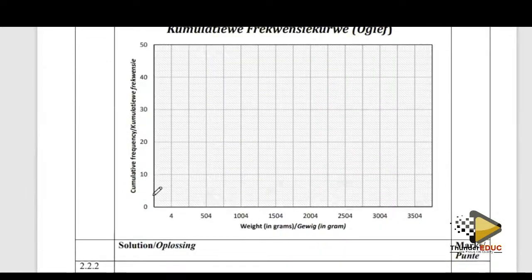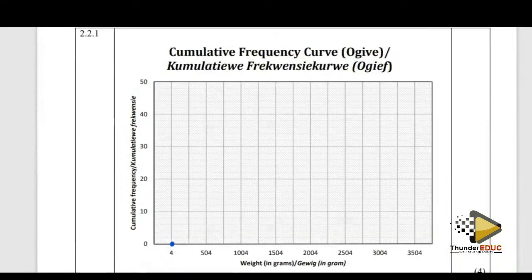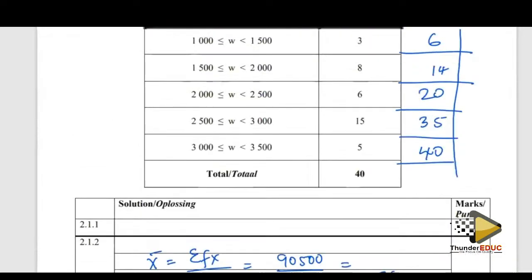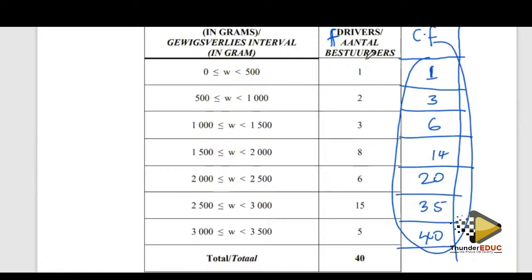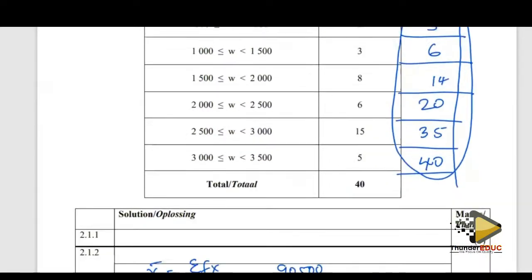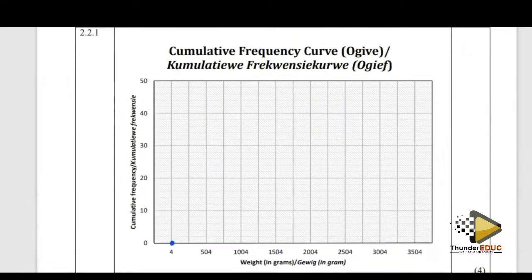Okay. So they say they are grounding it at that. Remember, when we are plotting our graph, we normally use the upper classes. So these classes are what we use against the cumulative values. The first one, which is going to be 504, goes with 1. 504 goes with 1. So 1 is somewhere there. And then 1004 is going to go with, we said it's a 3.